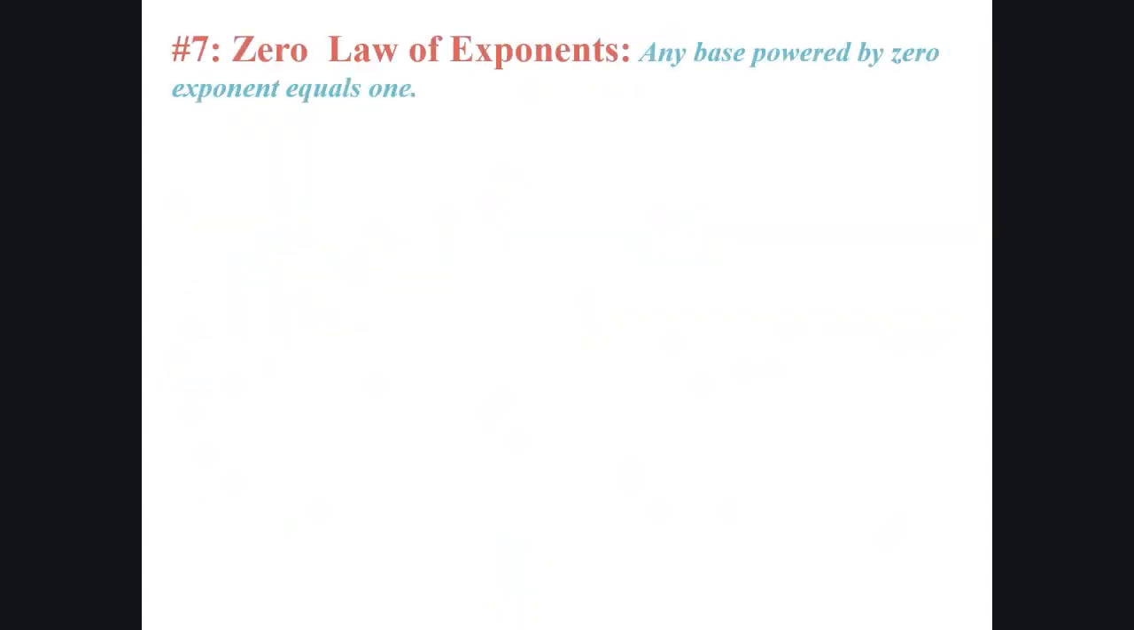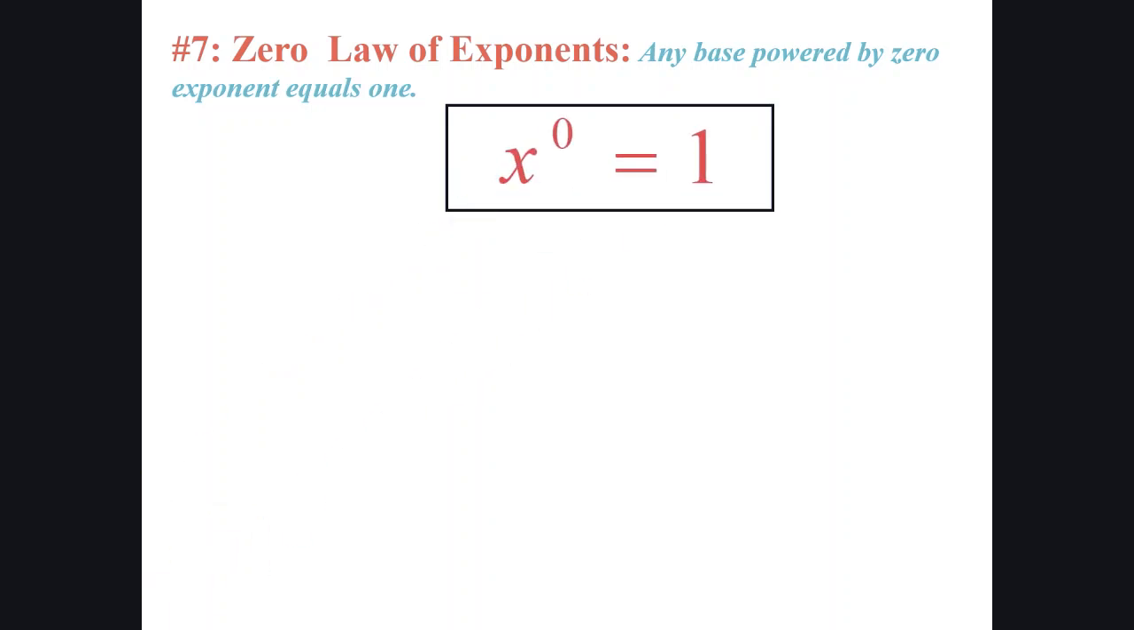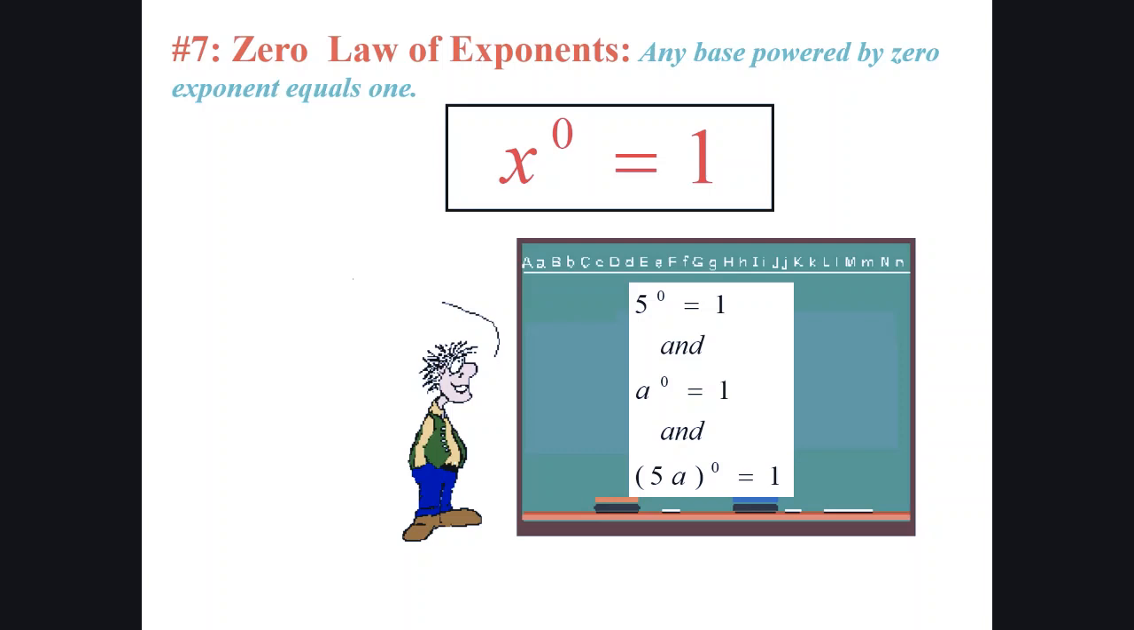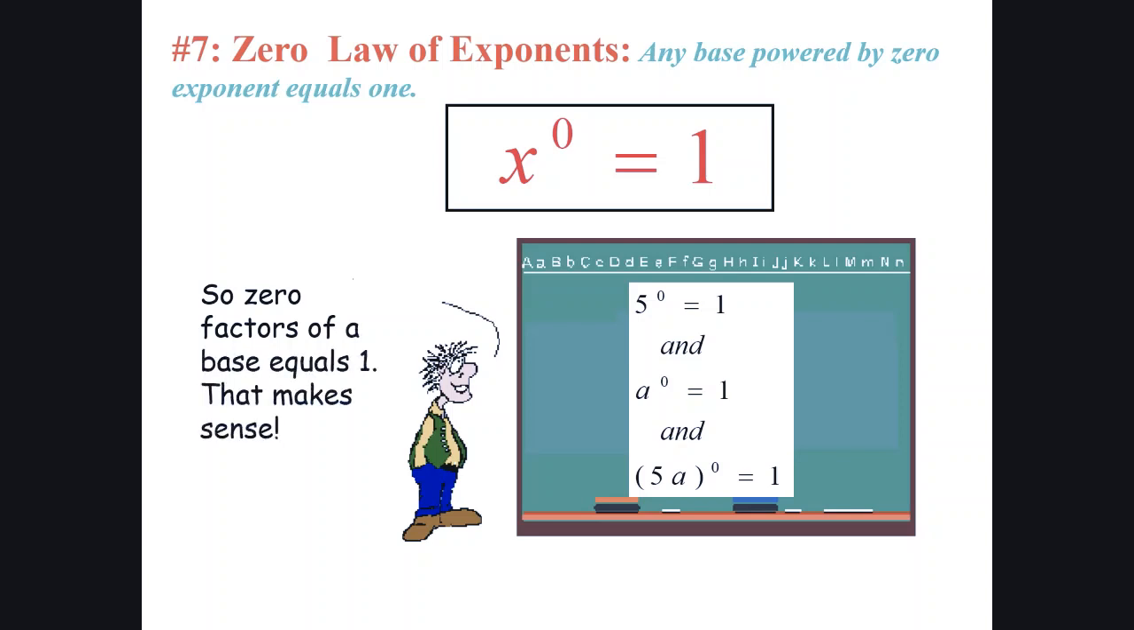Our next rule is the zero law of exponents. This is pretty straightforward and basic, guys. Any base raised to a zero exponent equals 1. So x to the 0 equals 1. Any number, any value, as long as it has a zero exponent, equals 1. 5 to the 0, a to the 0, or 5 times a, all in parentheses to the 0 power, all equal 1.